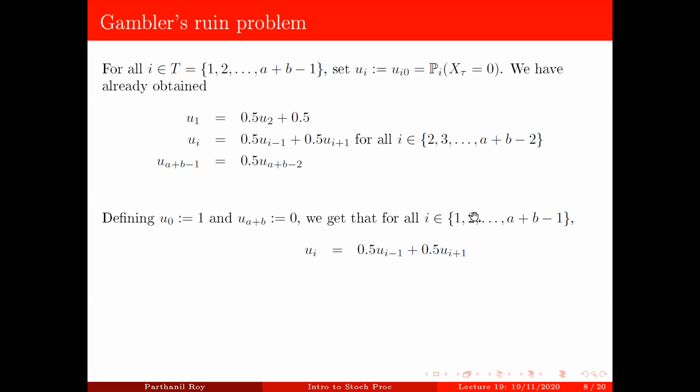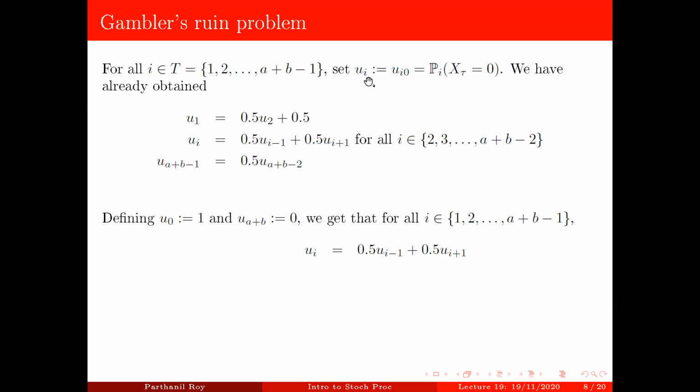And if we do that, we'll just get that for all the values of i, from 1 all the way up to a plus b minus 1. So these are all the transient states, right? For all transient states i, ui is just 0.5 u of i minus 1 plus 0.5 u of i plus 1. We have just set u0 to be 1 and u of a plus b to be 0, and then all of them will satisfy this. By the way, u0 is 1 makes sense.